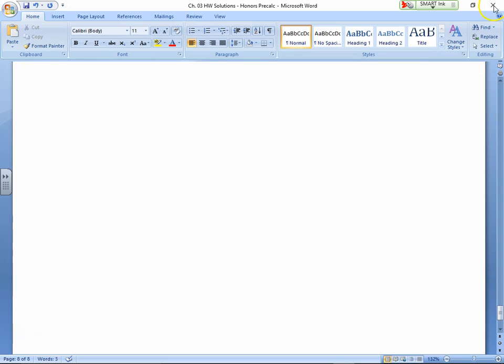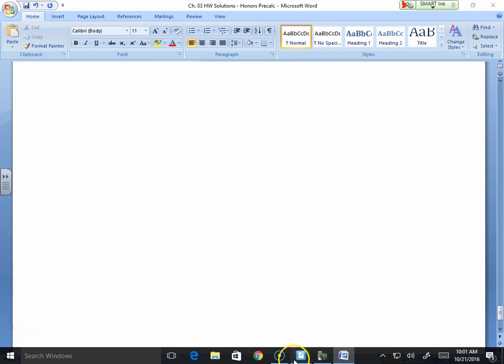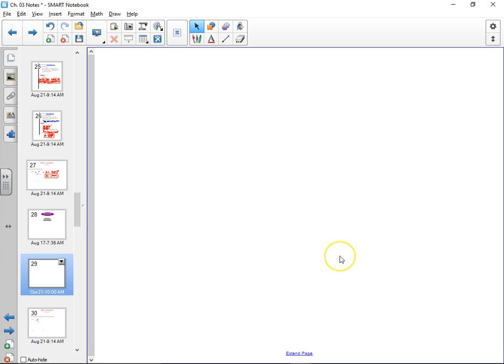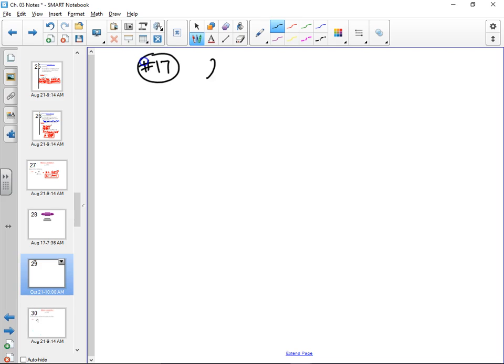Okay, now we're going over just a few questions from homework. Here we go. All right, number 17 says basically use properties to simplify. So what are we simplifying? Oh, that's it? Okay. So this one's just tricky. He's not long, he's just tricky.